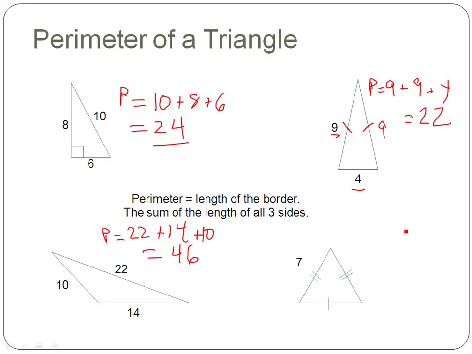And finally, my triangle at the bottom right, I'm only given one side, but because of the notations, I know that this is an equilateral triangle, meaning all three sides are of equal length. So my perimeter is 7 plus 7 plus 7, or in this case 7 times 3, which equals 21 units.